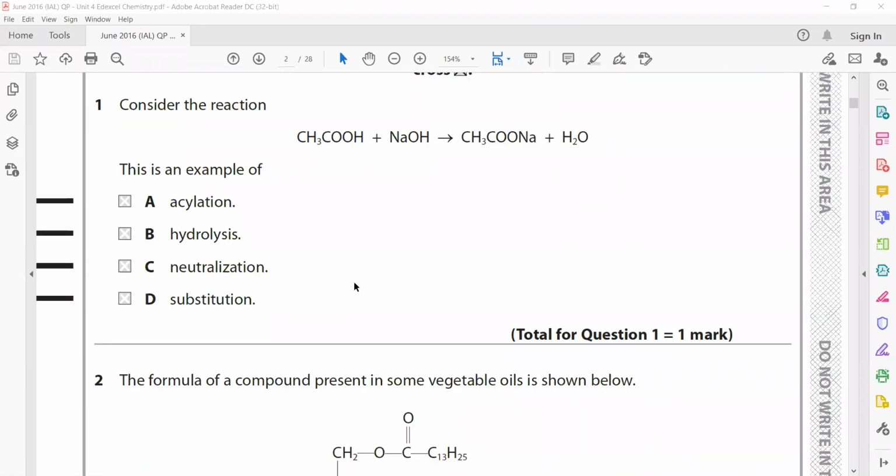In the first question, consider the reactions. This is an example of an acid, a carboxylic acid, reacting with a base or alkali. The acid-base reaction is known as the neutralization reaction. C is the right answer.